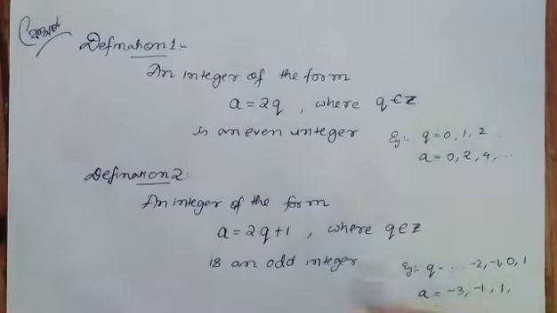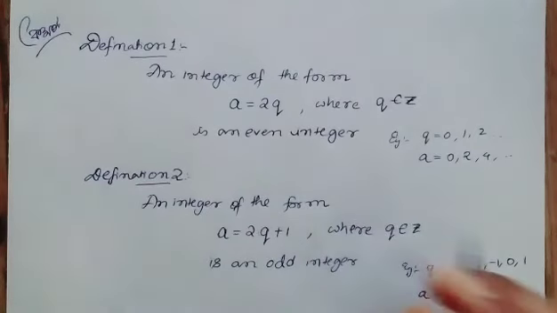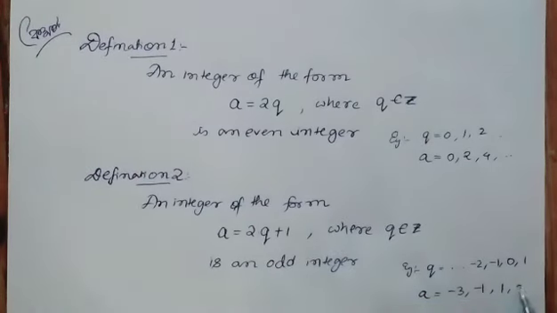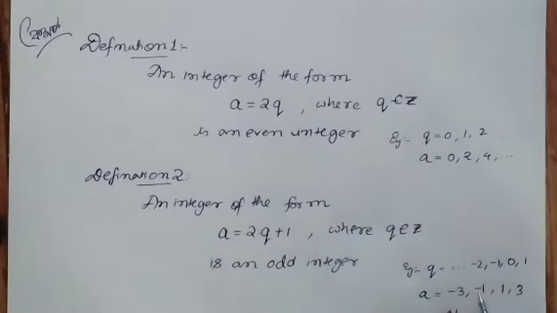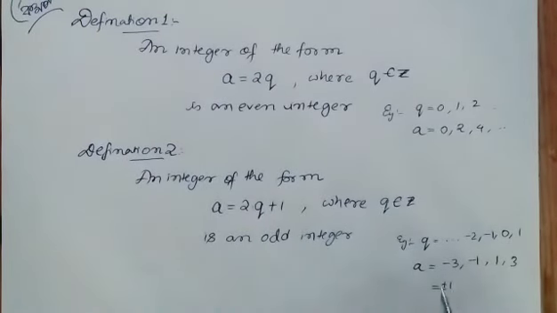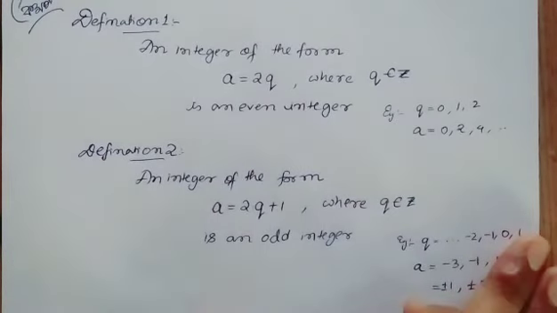Okay, and if I substitute 1 in this value, 2 into 1 it's 2, and plus 1 it's 3. Okay, so you will get the odd values, right? Like plus 1 and minus 1, so I write it together as plus minus 1, plus minus 3, and so on. So these are odd integers.